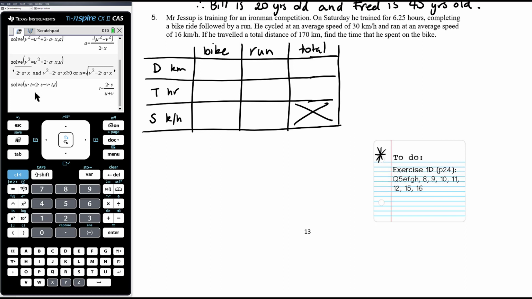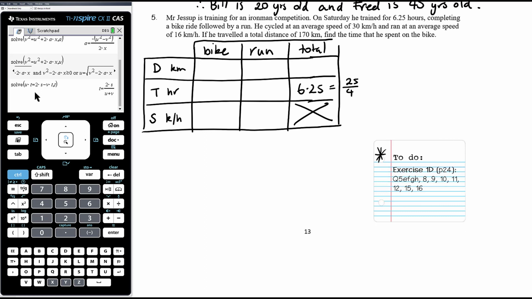So start by filling in what we know, then we'll work out where we should put x, and then we'll try and describe the other quantities in terms of x. So on Saturday, he trained for 6.25 hours. Okay, so time in hours is 6.25, or 6 1/4, or 25 quarters.